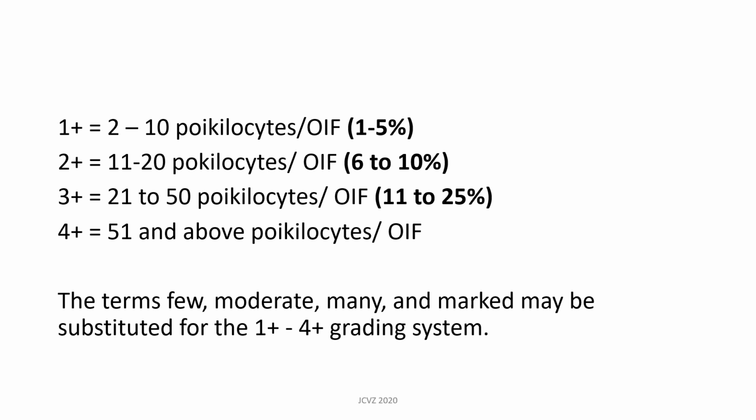The terms few, moderate, many, and marked may be substituted for the 1 plus to 4 plus grading system. So your 1 plus can be substituted as few, your 2 plus as moderate, 3 plus as many, and 4 plus as marked. Either way, that would tell you the degree of poikilocytosis in the peripheral blood smear.